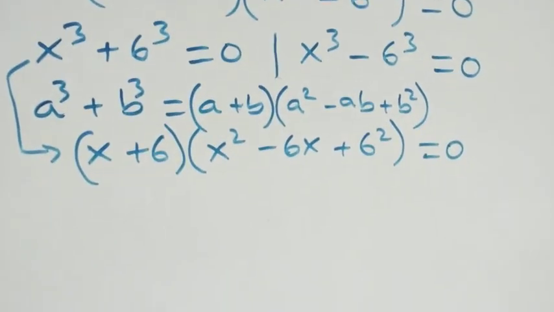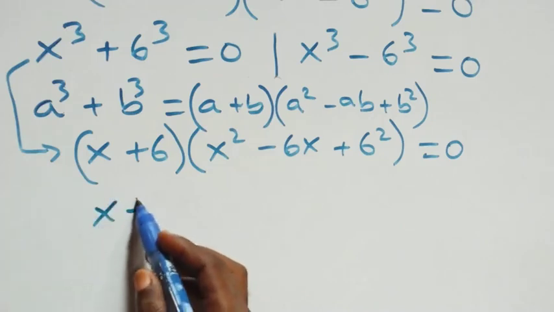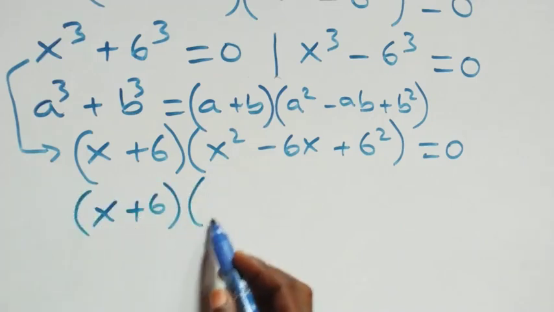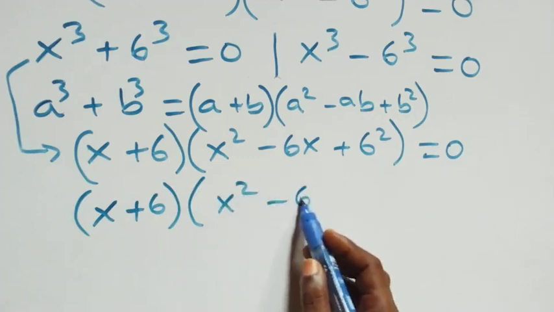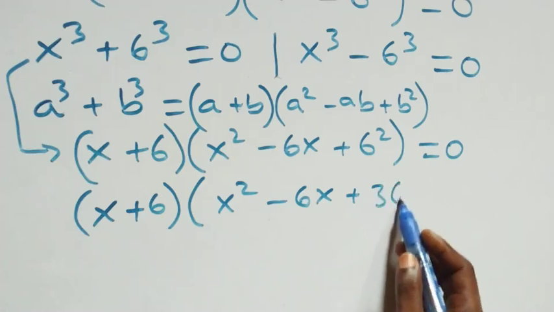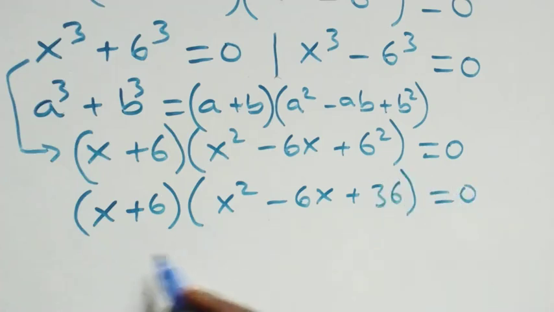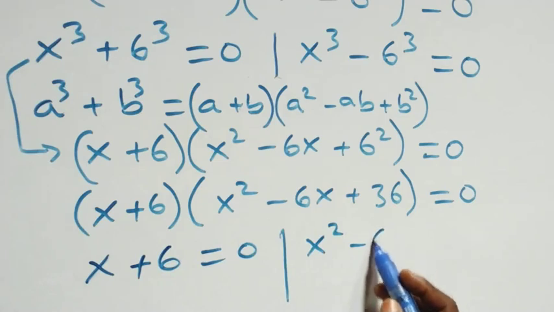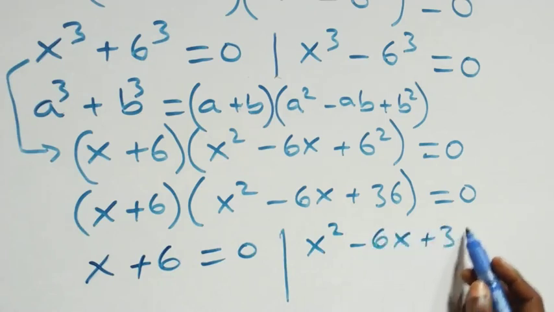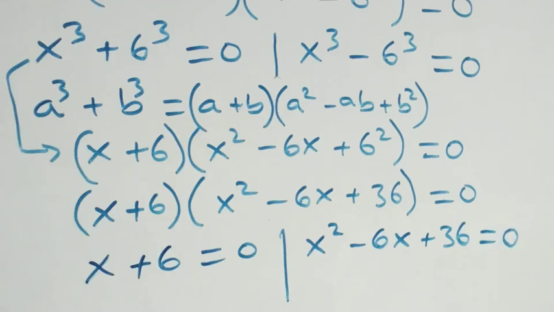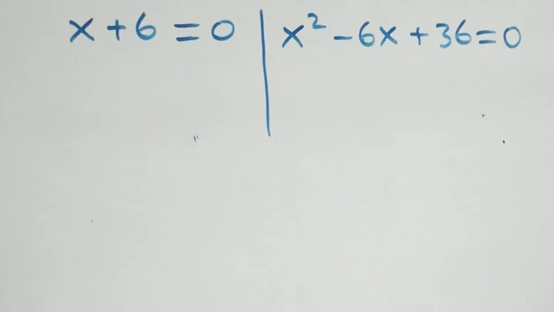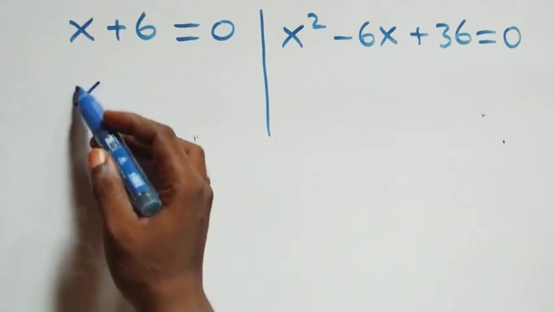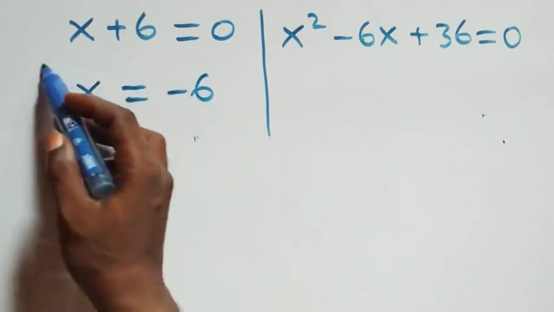That is, (x plus 6) times (x squared minus 6x plus 6 squared, as 36) equals 0. And here we have two cases as well. The first one, x plus 6 equals 0, or we have x squared minus 6x plus 36 equals 0. On this side we have x equals minus 6, which is a real solution.